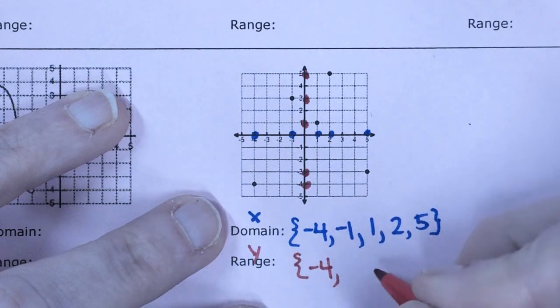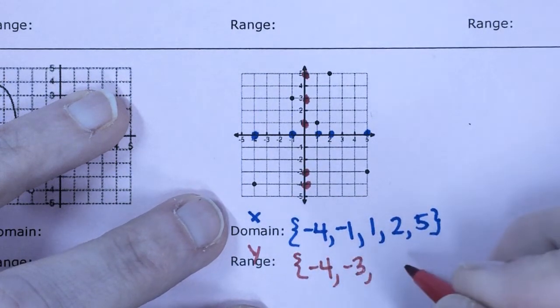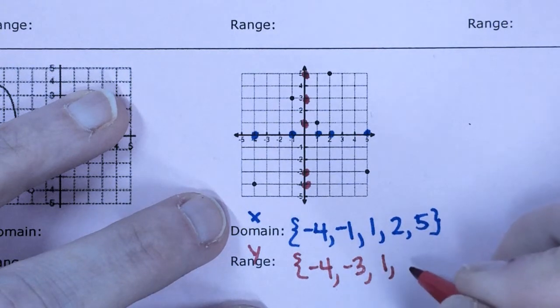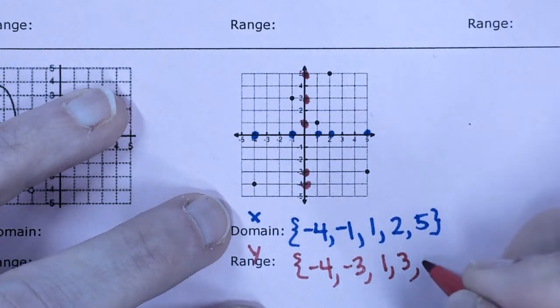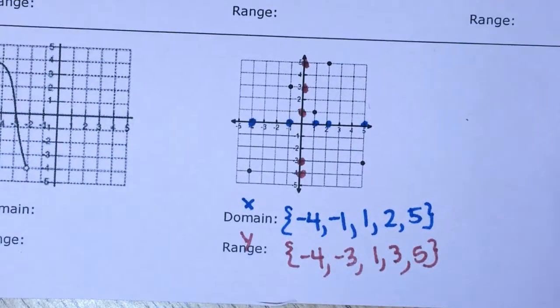So I have -4, -3, 1, 3, 5. And that's my range. And I put them in fancy brackets.